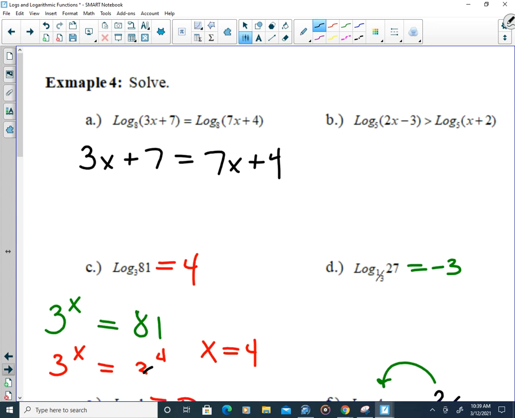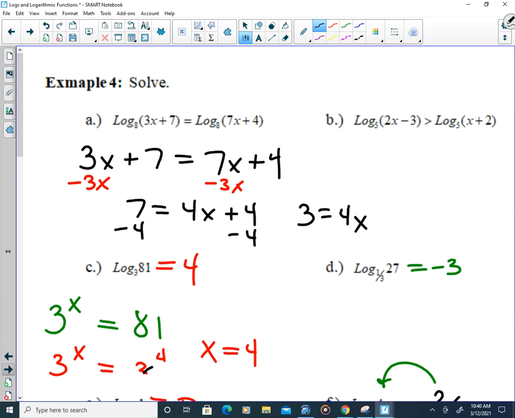So let's get our x's on the same side. Let's move the smaller one. So let's subtract 3x from both sides. And we get 7 is equal to 4x plus 4. Subtract 4 now on both sides. We get 3 is equal to 4x. And then last, we can divide both sides by 4. So we get x to be 3/4.